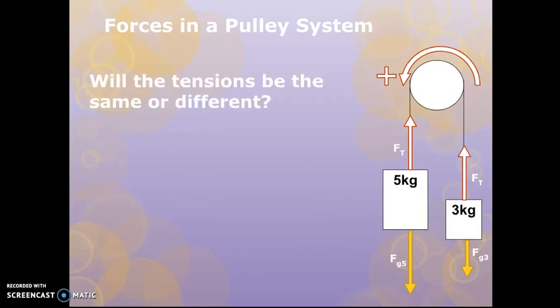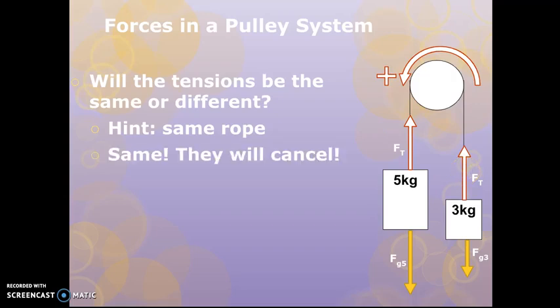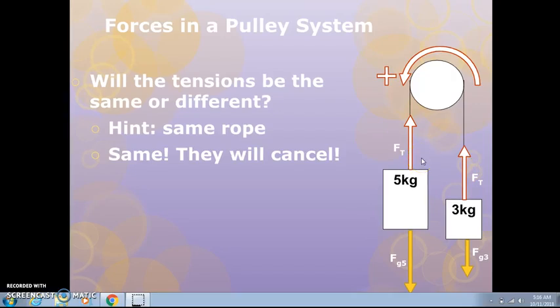Let's think about those tensions for a second. Both of these tensions are connected on the same rope. So do you think they're going to have the same value or a different value? Since they're the same rope, they have to have the same value. So in our equation, this one is going clockwise, and this one is going counterclockwise. So one is positive, one is negative. They're going to cancel out.